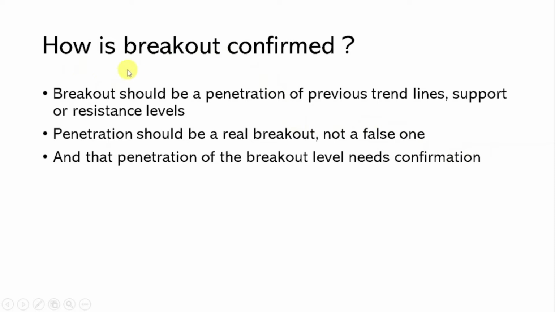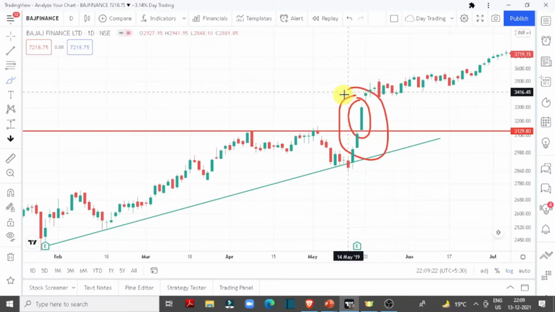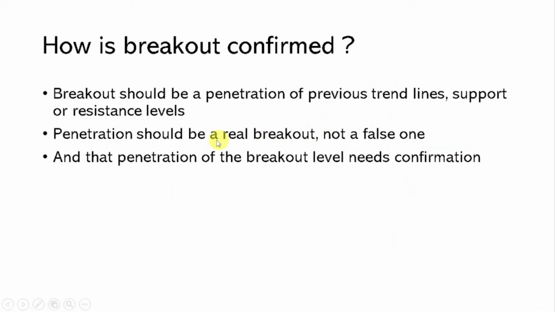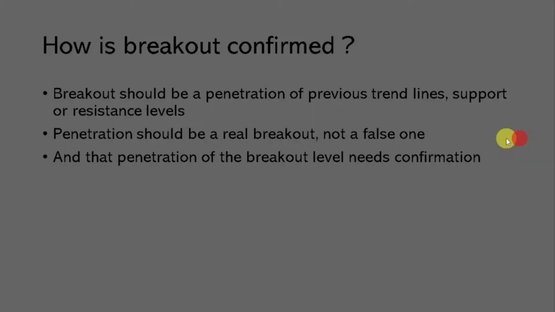Now let's talk about how the breakout is confirmed. So a breakout should be a penetration of the previous trend line or a support line or resistance line. If you look at this example carefully, then you will find that the previous resistance level which was there was broken with quite some force, right? So whenever any breakout happens, it penetrates previous trend lines or resistance line or support line, and that penetration should be a real breakout, not a false one. And how would we analyze whether the breakout is real or false? We will understand some methods very shortly. So let's go to these methods.